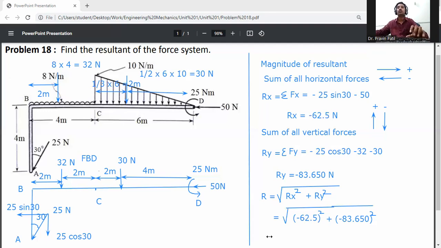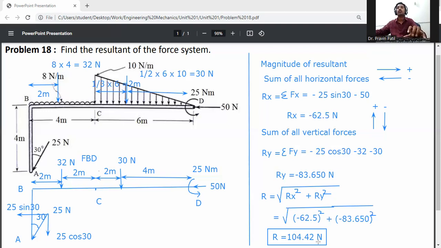So from this relation, we will get the magnitude of the resultant. Root of (minus 62.5) square plus (minus 83.65) square is equal to 104.42 Newton.